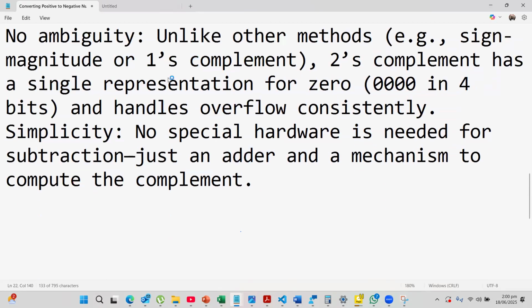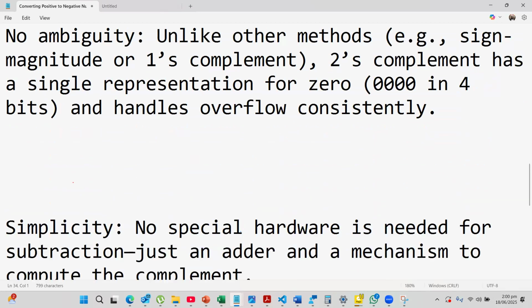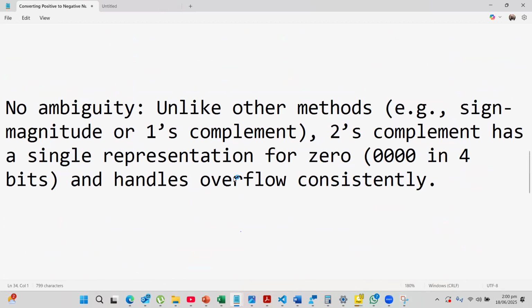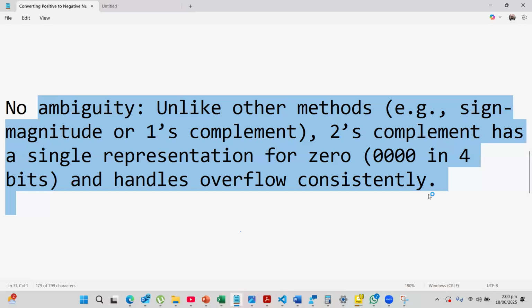There is no ambiguity. That is, if I want to calculate the positive of a number or the negative of a number using this method, I will never get anything which would not give me the correct answer. I'll always get the correct answer. If I want to convert from positive to negative, negative to positive, no matter what I do, the result is always going to be the same.